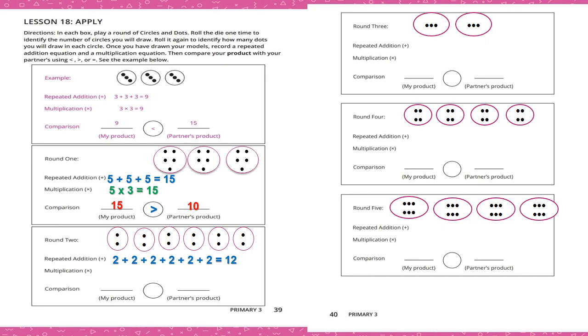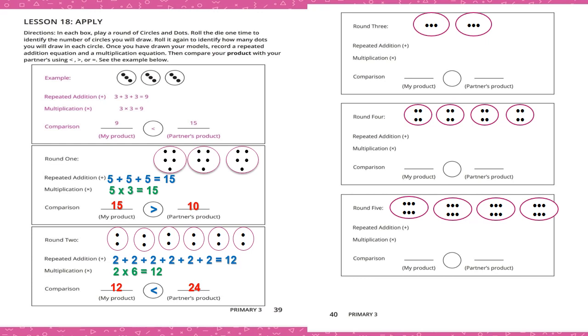I can say 2, 4, 6, 8, 10, 12. Okay? By multiplication, I will ask myself, what is the number I repeat here? 2. How many times do I repeat 2? 6 times. So it will be 2 times 6 equals 12 also. So my product is 12, my partner's product is 24. So he is bigger.